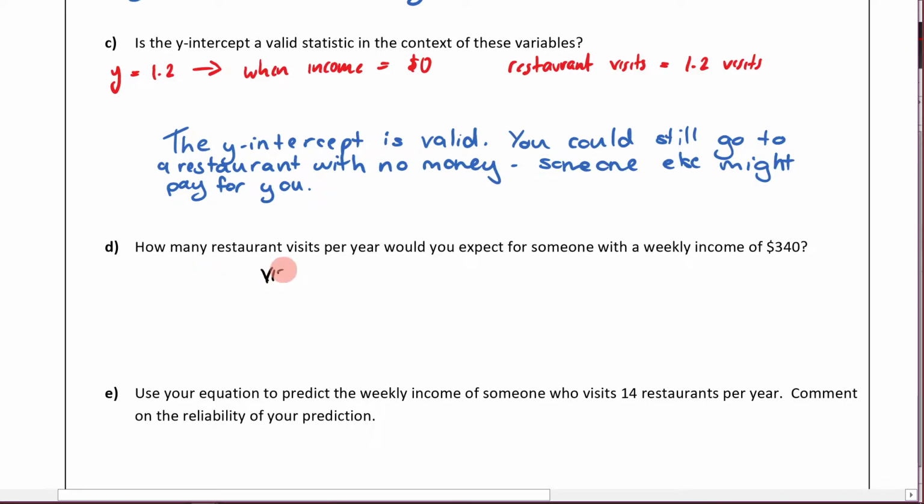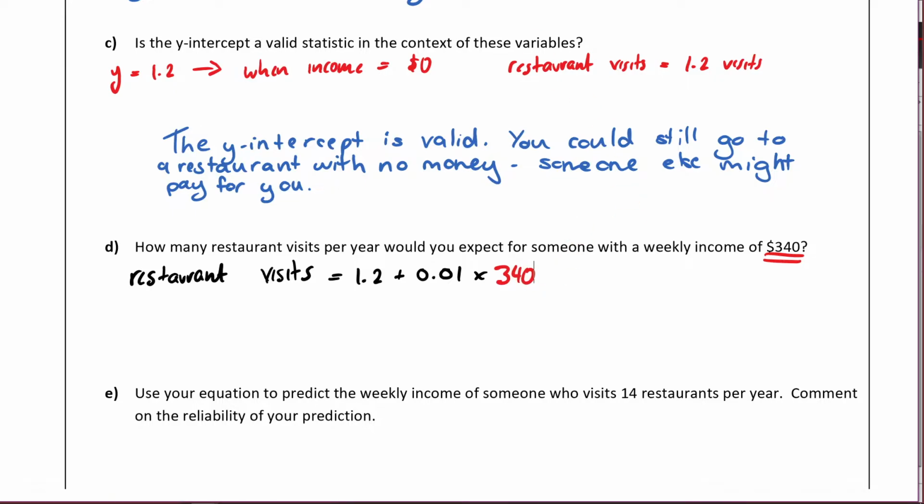I should stick to what I've called it. I've called it restaurant visits. Restaurant visits is equal to 1.2 plus 0.01 times, and then I'm going to put in 340. When you put that into your calculator, you get 4.6. Therefore, 4.6 restaurant visits. So if you're earning that much, you'd expect 4.6 restaurant visits.